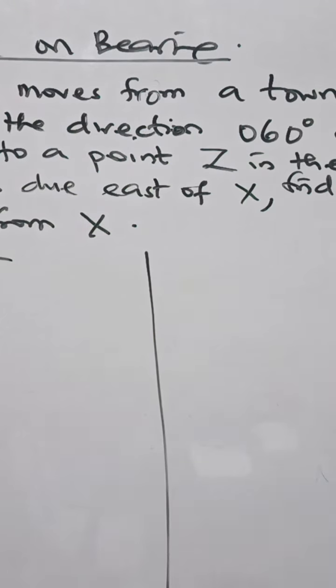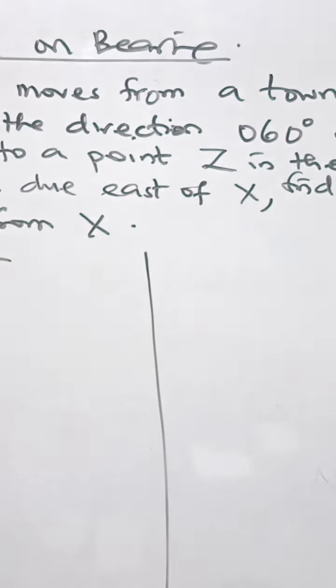Good day, viewers. I want us to consider another example on bearing. A plane moves from a town X to a town Y 30 kilometers apart in the direction 60 degrees. So if this is point X, a plane moves 60 degrees from here to point Y. This is point Y. So this is 60 degrees. Of course, this space is alternate to this space. So here will also be 60 degrees.